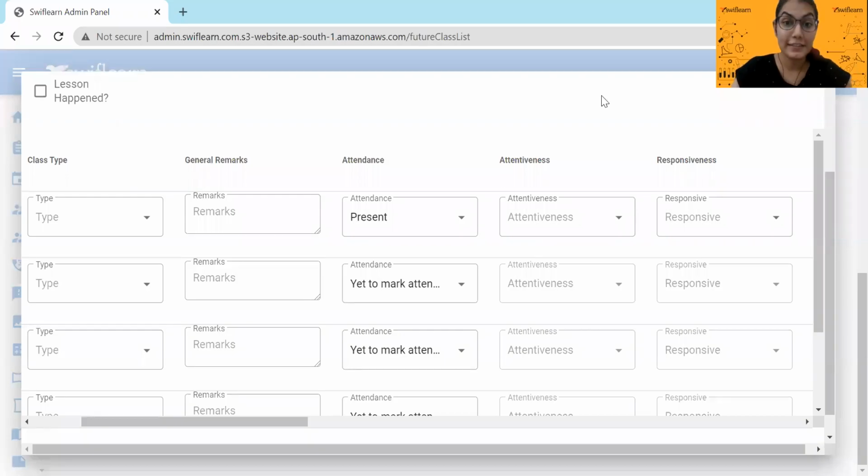Greetings, teachers. Today, we'll be looking at a few more additional changes which have been made on the admin panel for tracking the student learning behavior pattern during any PTM.